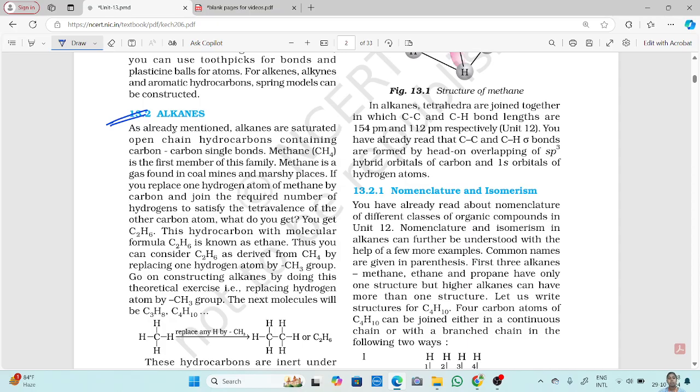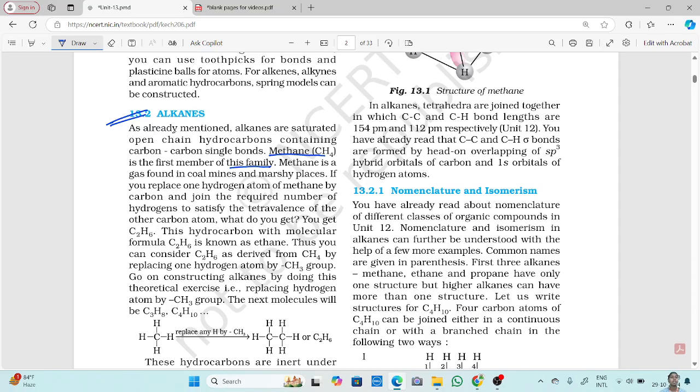Now, a basic example is methane, which is the first member of the alkane family. Methane is a gas found in coal mines and marshy places. Where can you find methane?